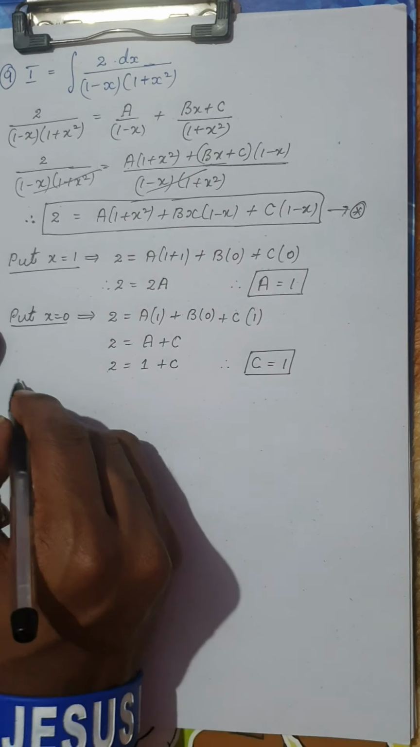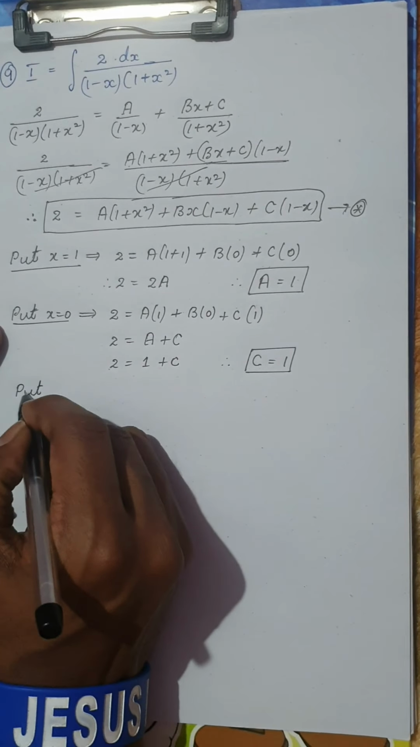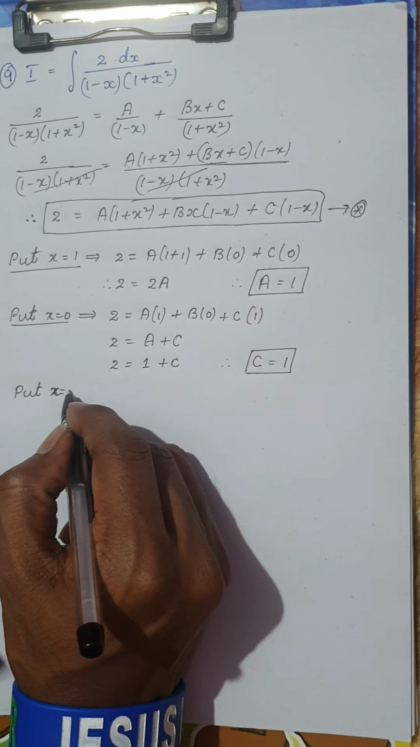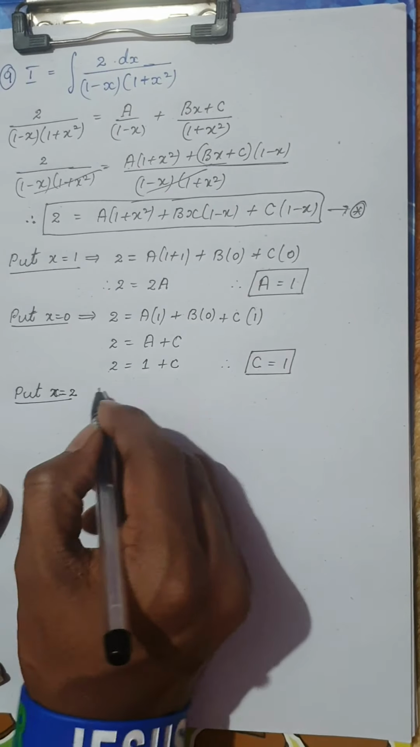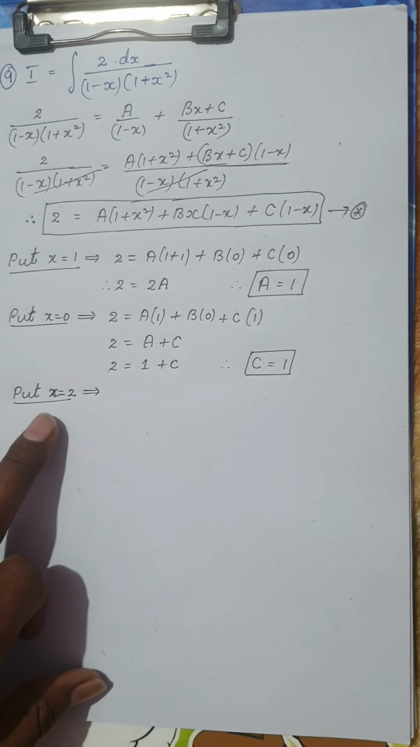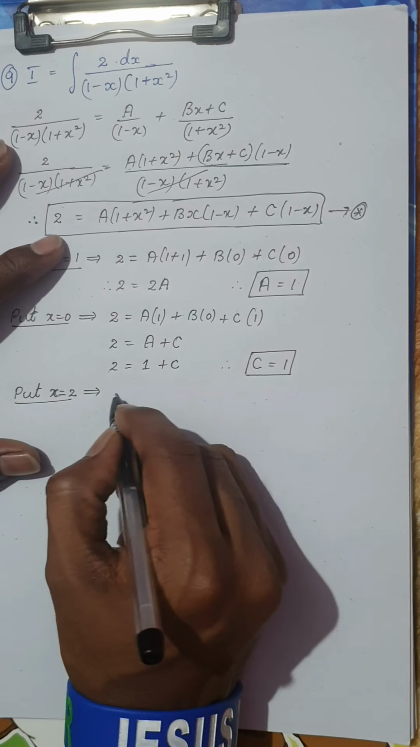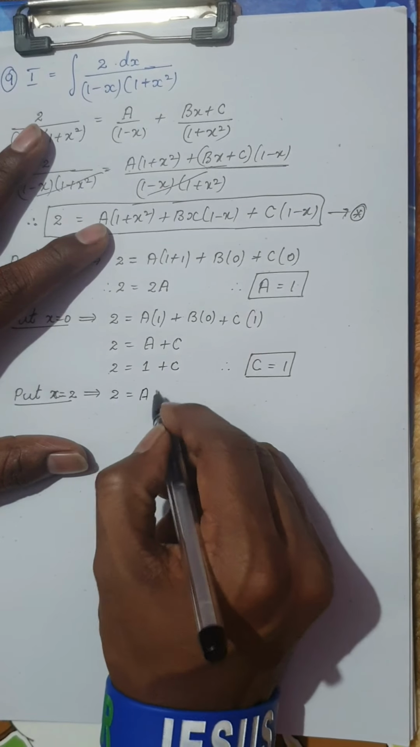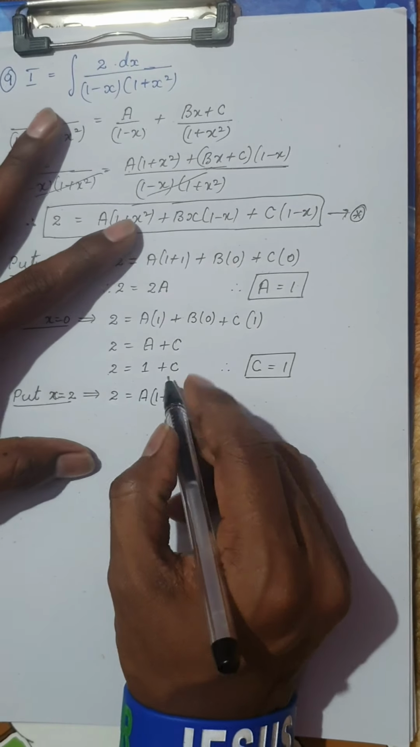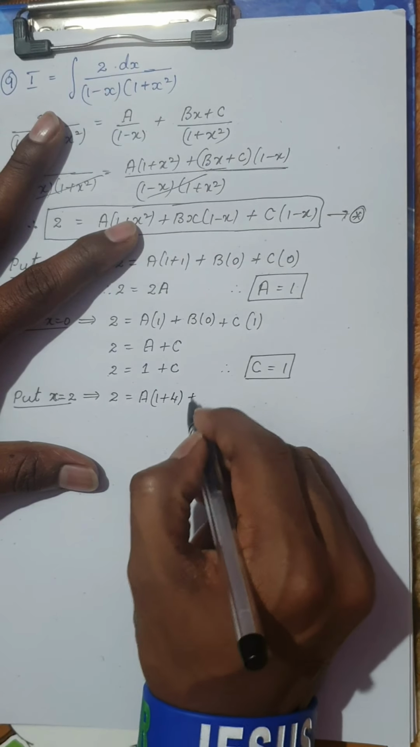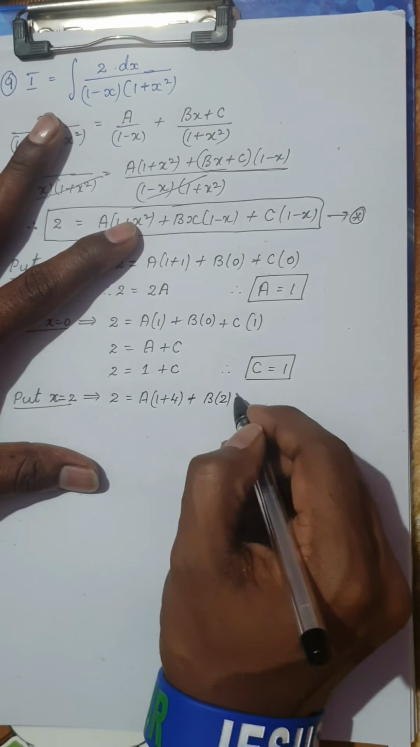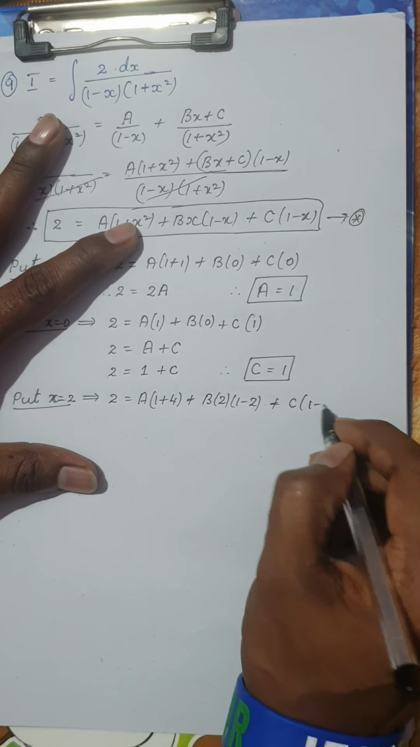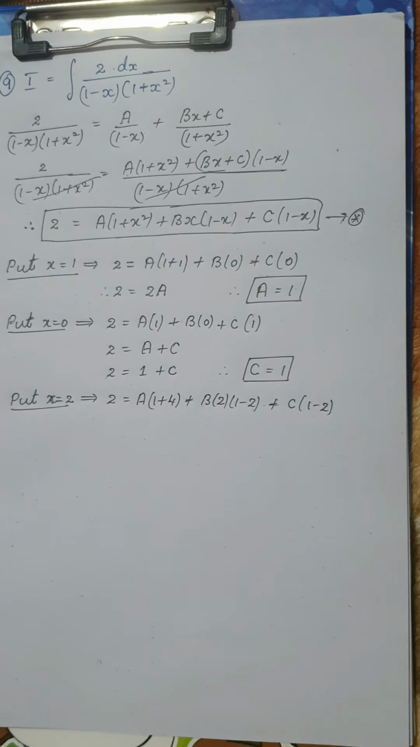Now for the third value, as I usually say, put x is equal to any other value other than 1 and 0. For my benefit, I will take x is equal to 2. So the left hand side, even now, would be 2, equal to, if you substitute in equation star, a into 1 plus 2 square, which would be 4, plus b into 2 into 1 minus 2, plus c into 1 minus 2.